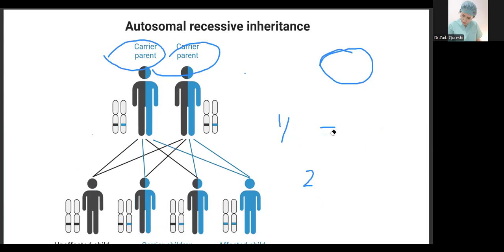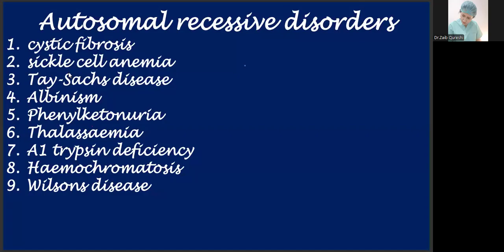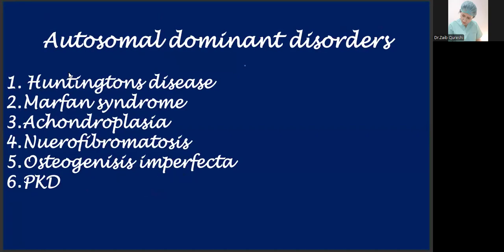Now I want you to understand that there are some other kinds of questions in the exam in which they only ask what kind of inheritance this disease is. Yes, 1 by 4 is 25%. So autosomal dominant disorders are Huntington's disease, Marfan, achondroplasia, neurofibromatosis, osteogenesis imperfecta, and adult PKD.